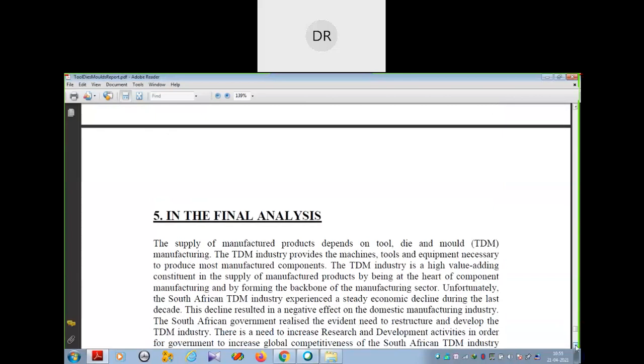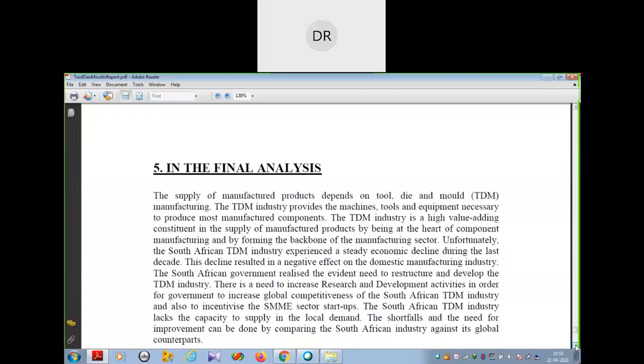So in the final analysis, the supply of manufactured products will depend on your tool, die, and mold manufacturing. Okay. The TDM industry involves the machines, tools, and equipment necessary for producing most manufacturing components. This TDM industry is a very high value adding constituent in the supply of manufacturing products.